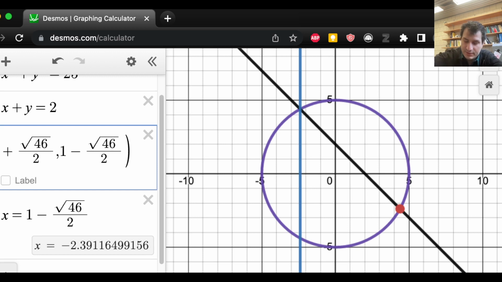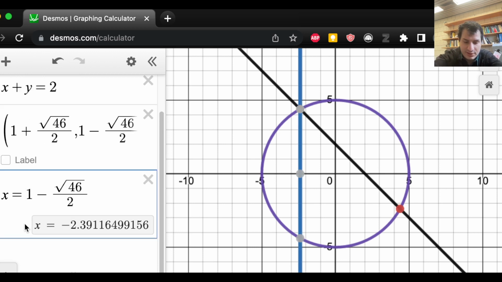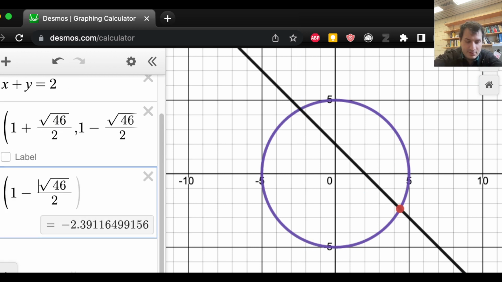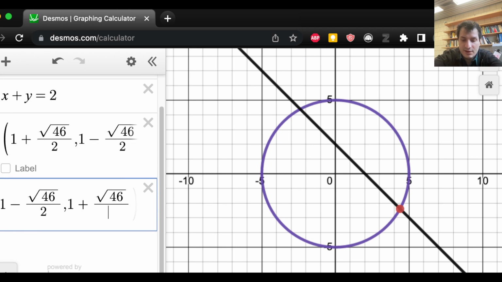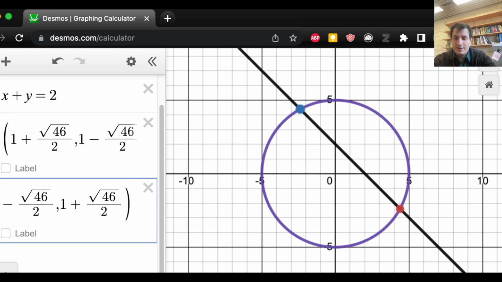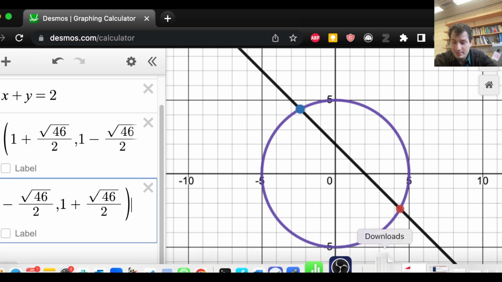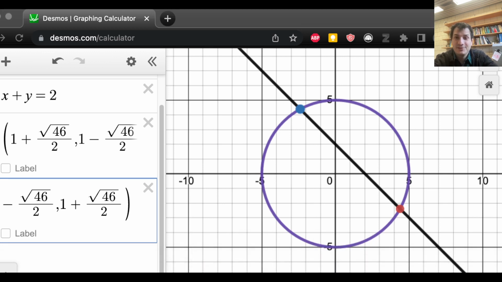That's one red point, and then the other point is over here: 1 minus the square root of 46 divided by 2, 1 plus the square root of 46 divided by 2. Okay, that's the blue point. So those are the two intersection points that we expected, and we found them. So that is it for this problem.